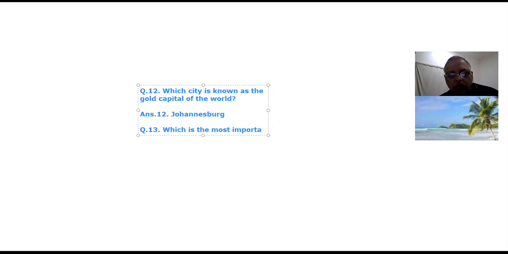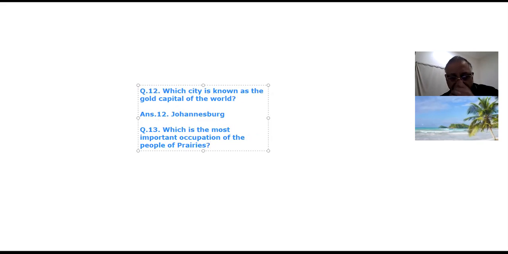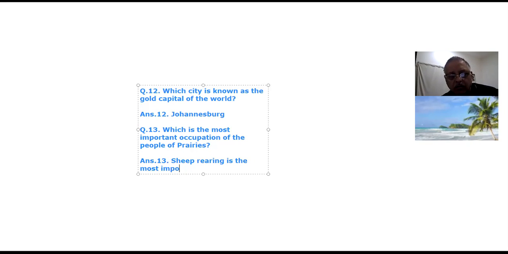Which is the most important occupation in farming? Agriculture. Answer: agriculture and cattle rearing. Dairy farming, extensive agriculture, railways, canals, industries, large mineral deposits, food processing industries.